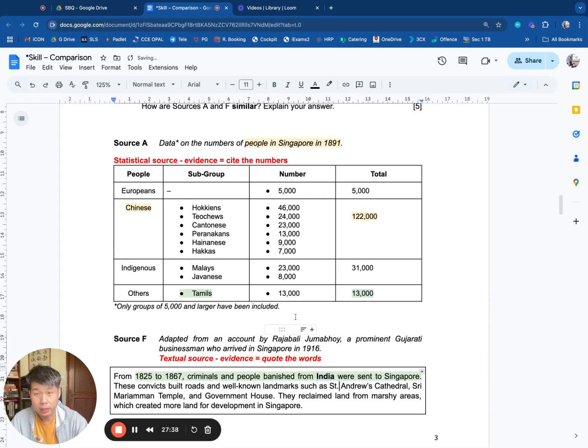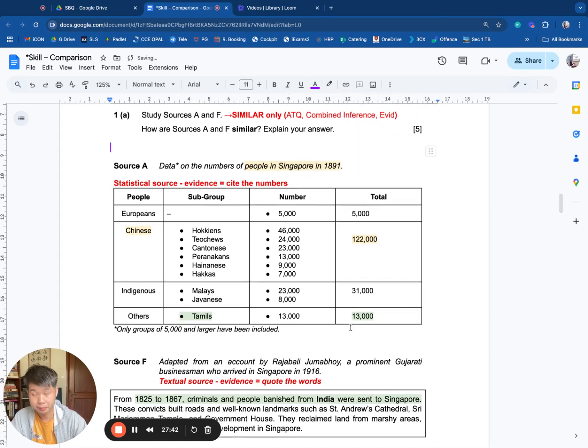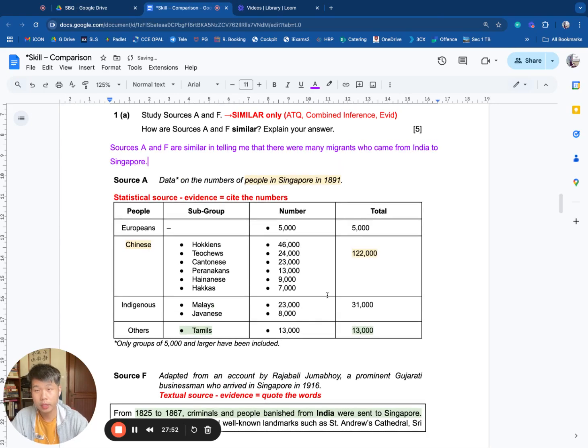And so I found a similarity. I guess the similarity here must be that sources A and F are similar in telling me that there were many migrants who came from India to Singapore. And that's it. That's all I want. I have my ATQ. I have my combined inference, and then I need my evidence.